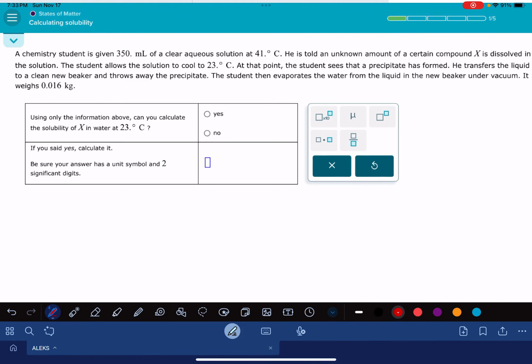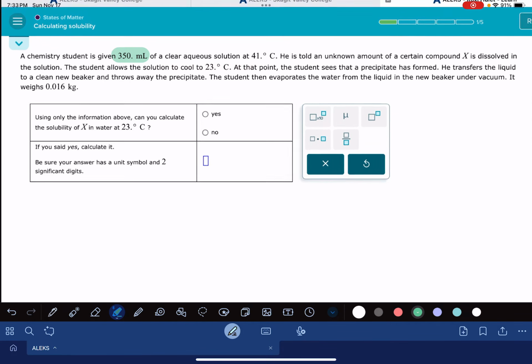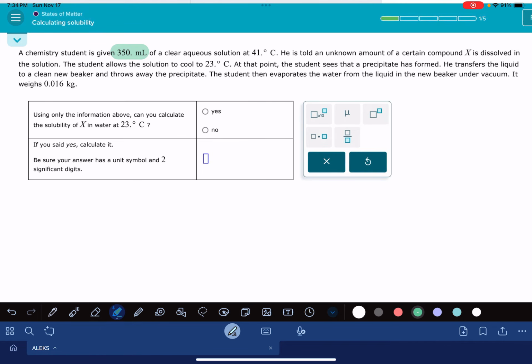This one is telling us that we have 350 milliliters of solution, and there is a certain amount of X dissolved in it, and that a student sees a precipitate has formed. So if we see the word precipitate, that, like crystals, is another hint that the solution is saturated. It's not a guarantee that the solution is saturated. We can't just focus on the word. We have to think about how the word is being used in the problem. But if we see that a precipitate is formed, that is very similar to a crystal.